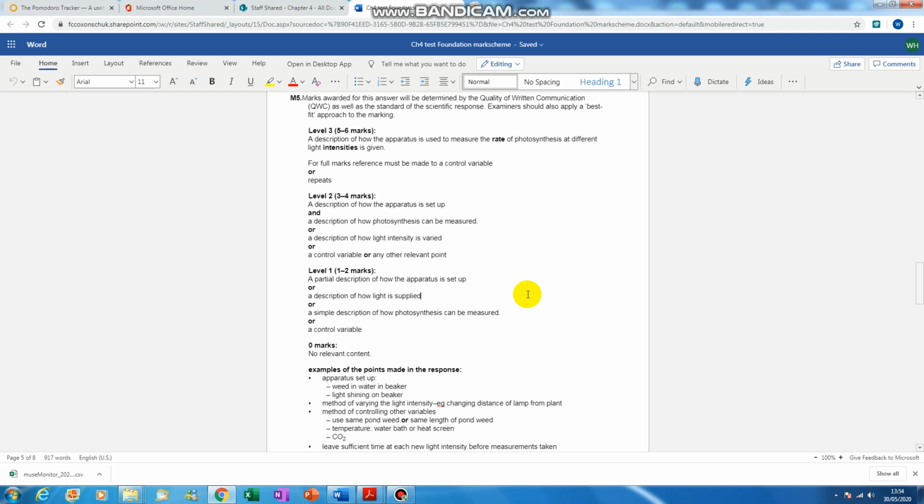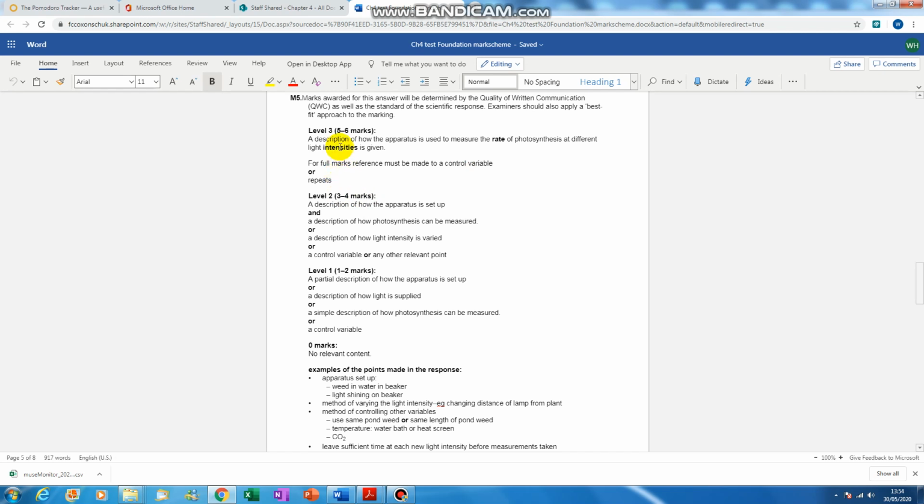So to get 3 or 4 marks, I need to tell you something about the setup and something about measuring photosynthesis, or how we can vary the light intensity, or a control variable, or another valid point. And if I do that poorly, I get 3 marks. If I do it with better spelling, punctuation and grammar, I get 4 marks.